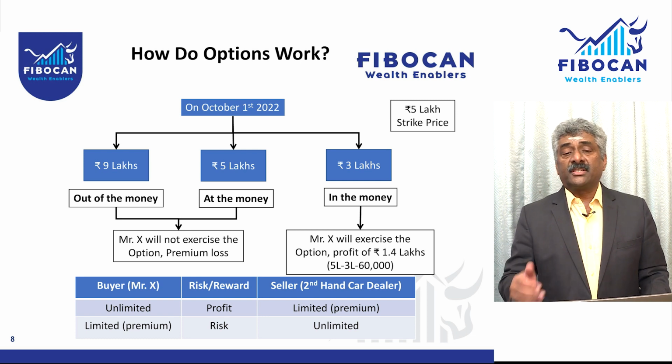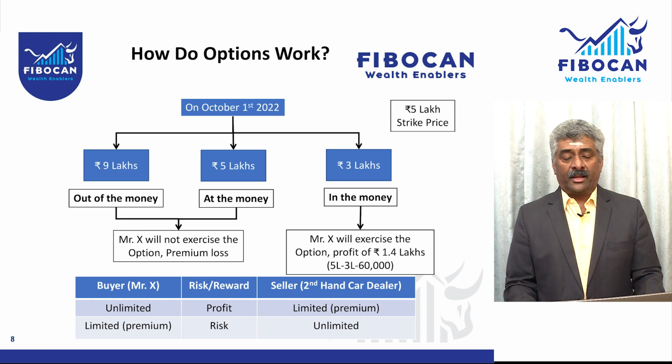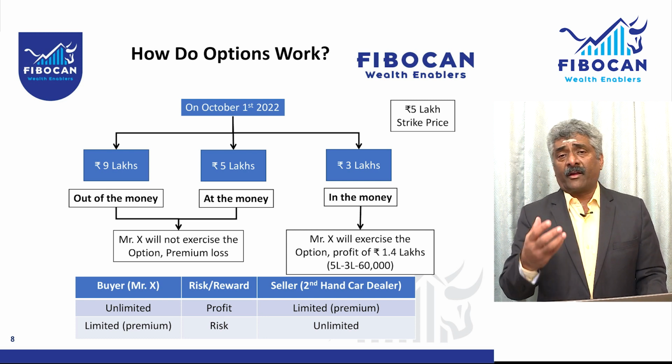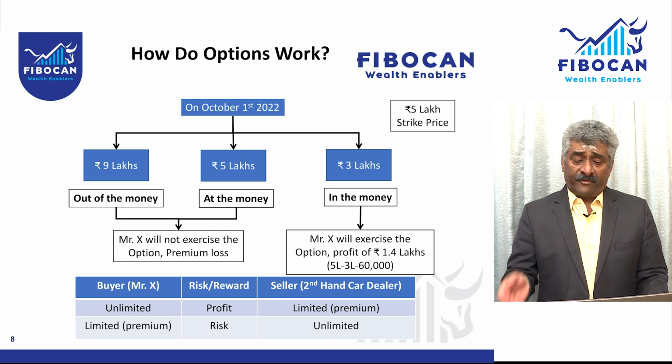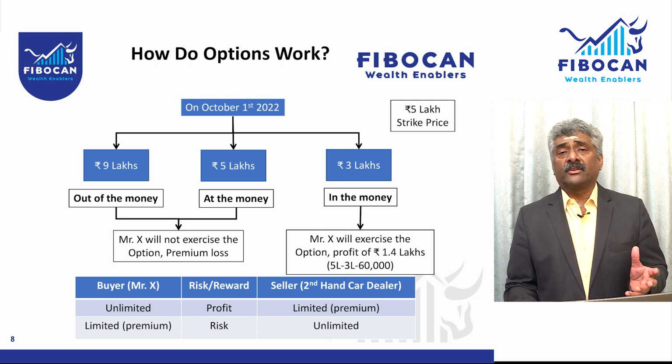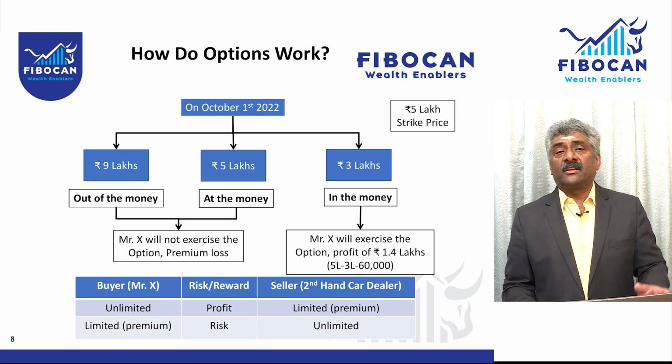So as you can see here, once again in the table below, profit on the left hand side for the buyer is unlimited. For the right hand side, the seller, profit is limited. Why? The premium that the buyer pays upfront, that is the profit for the seller. When you come to risk, on the left hand side, for the buyer, the premium paid is the loss, that is the risk. There is no further risk for him.